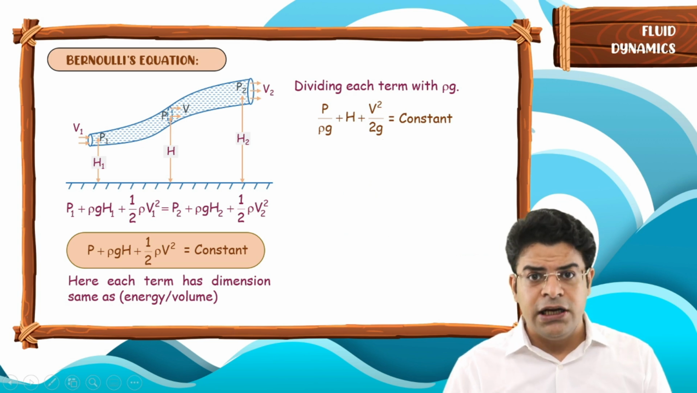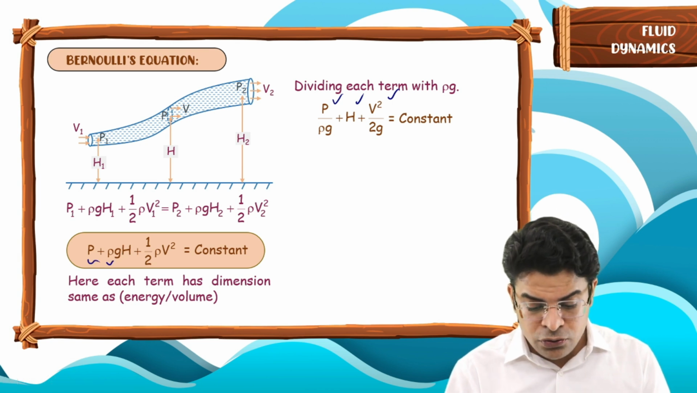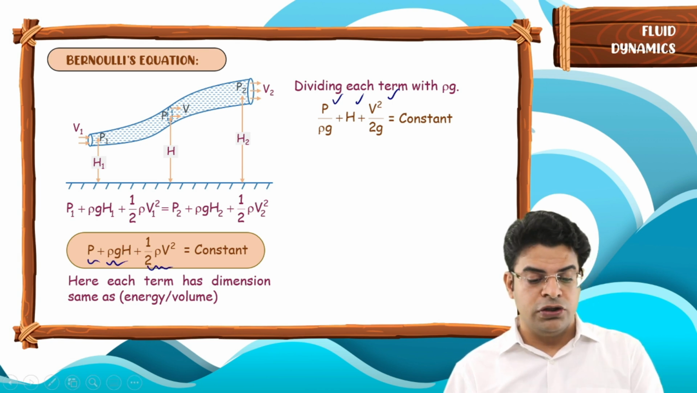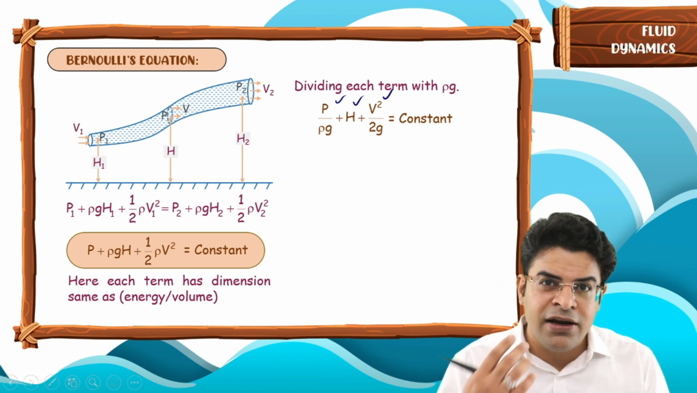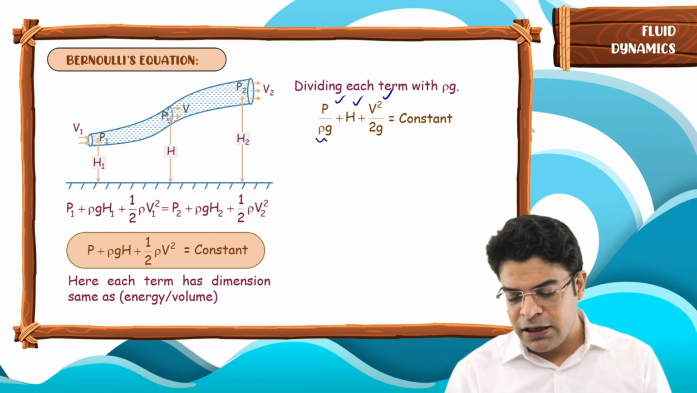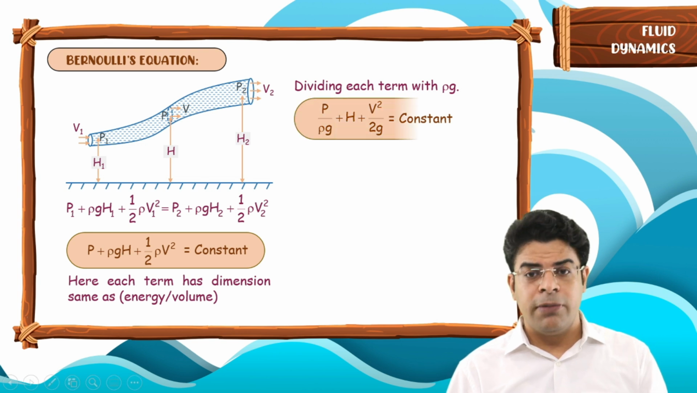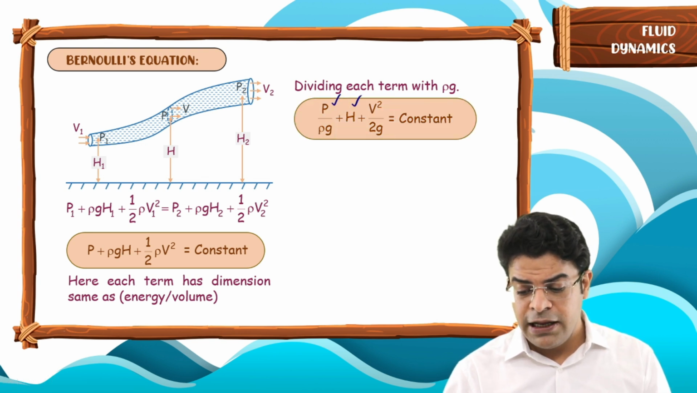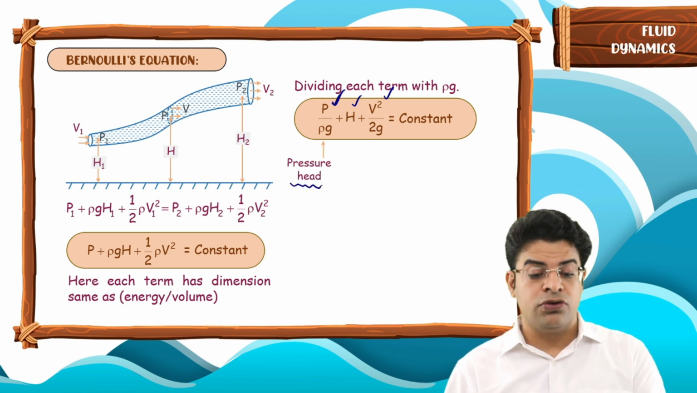Now, engineers use these terms all the time, rather than using P plus rho gh plus half rho v square equals constant. Since many engineers are involved in paper making, they might ask you questions based on this particular format. So you need to remember the names of these three terms. P by rho g is called pressure head.